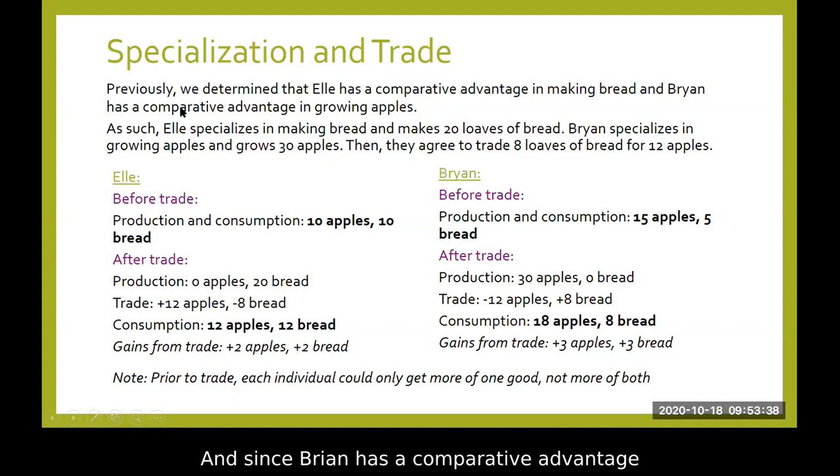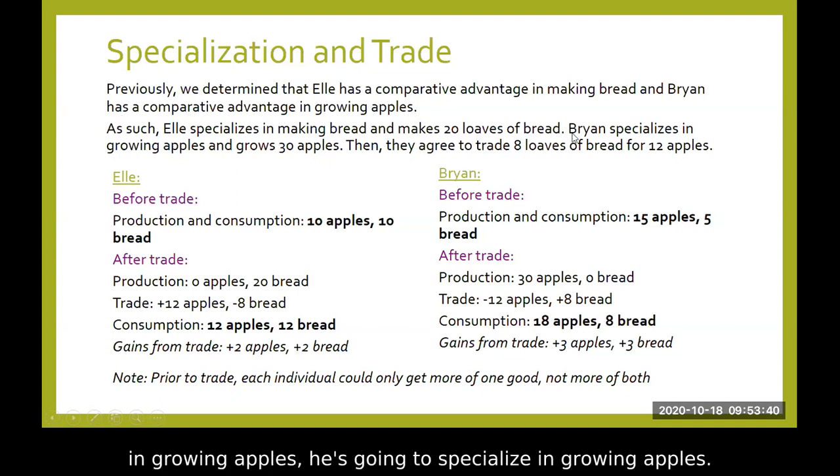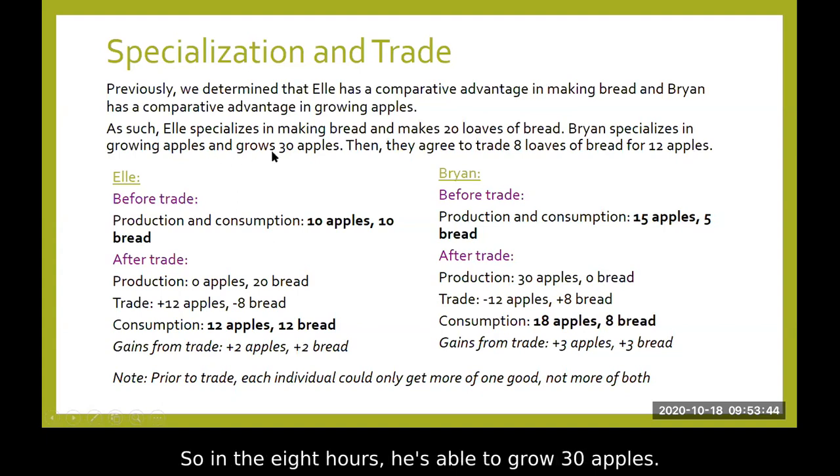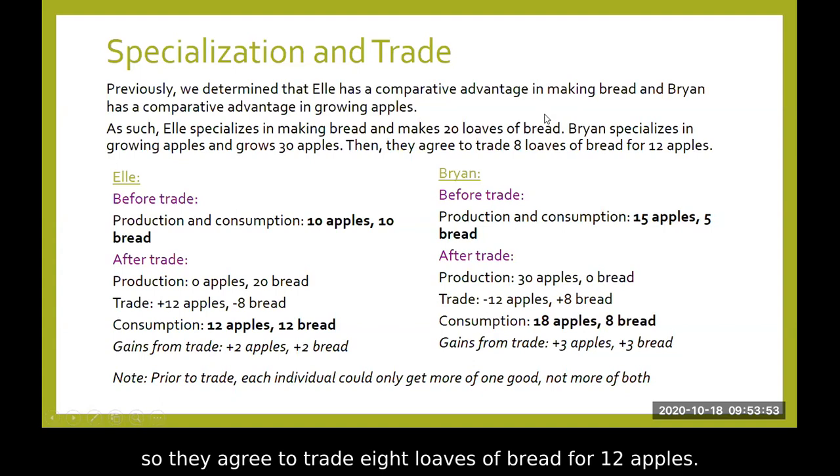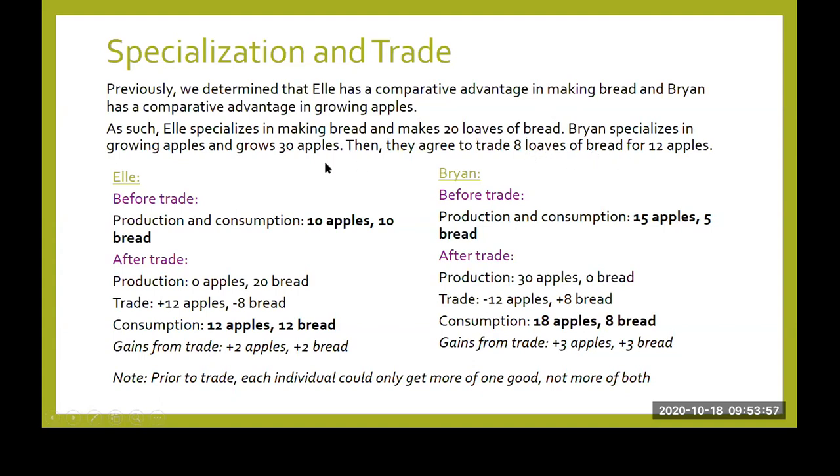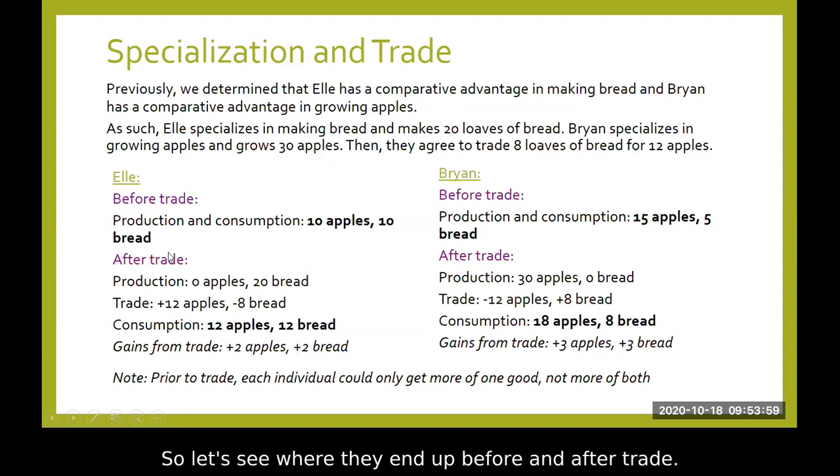And since Brian has a comparative advantage in growing apples, he's going to specialize in growing apples. So in the 8 hours, he's able to grow 30 apples. Now, Elle doesn't want to just eat bread. Brian doesn't want to just eat apples. So they agree to trade 8 loaves of bread for 12 apples. So let's see where they end up before and after trade.